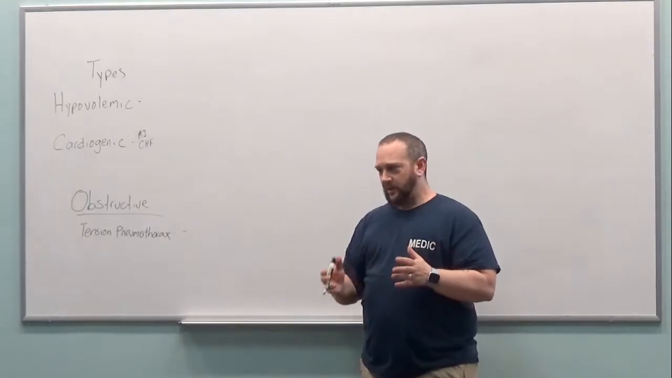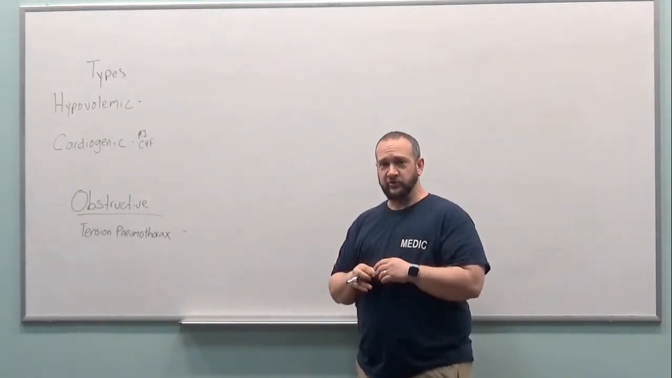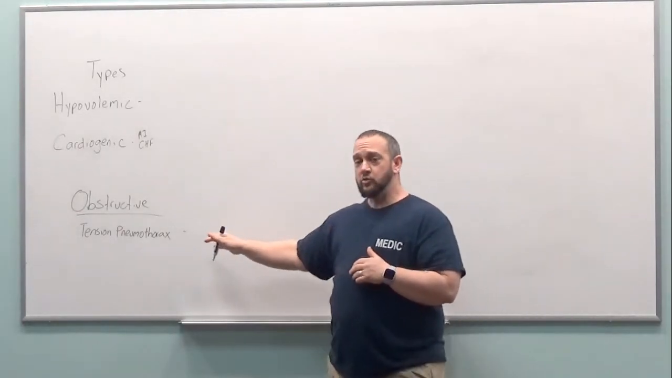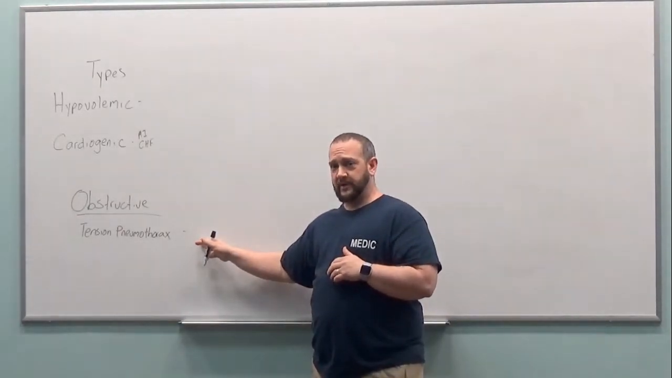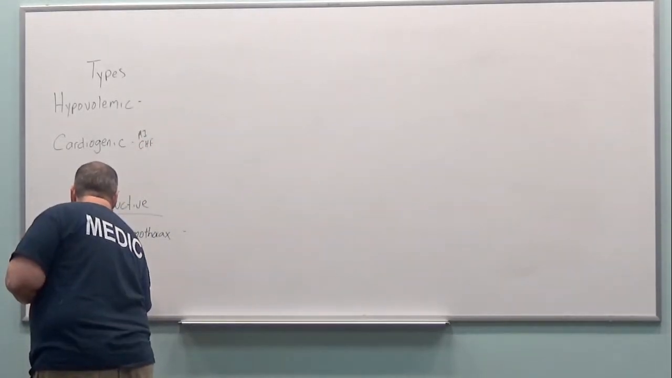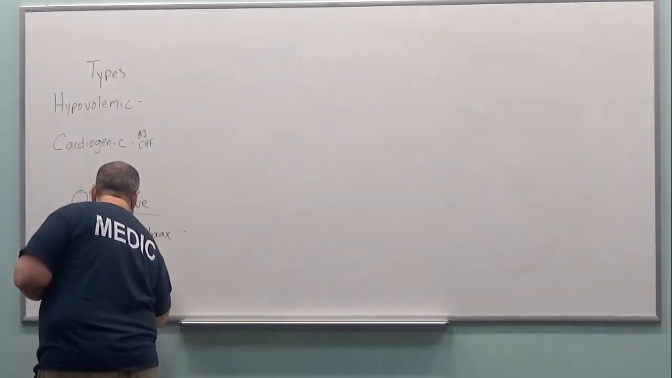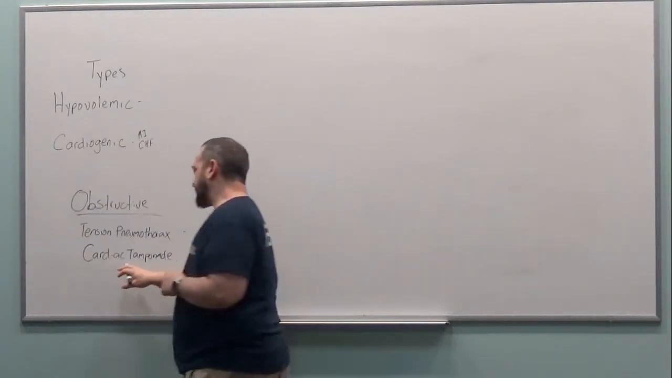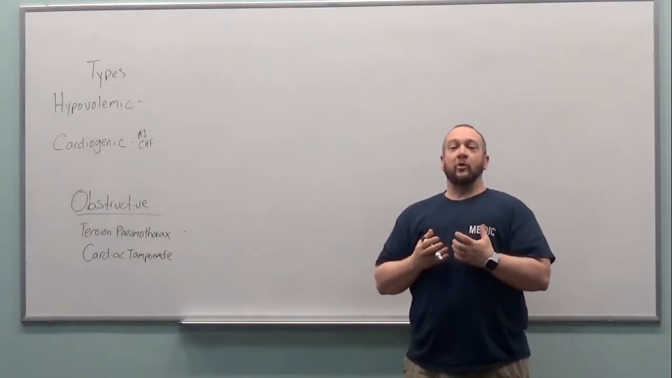So we want to make sure that our airway, we're on target, and we're watching for the development of this tension pneumo. Tension pneumo, life-threatening. Okay? So that's one of our types of obstruction. The other one is our cardiac tamponade. Right, so when we look at our cardiac tamponade, we have a heart, the myocardium, the muscle.